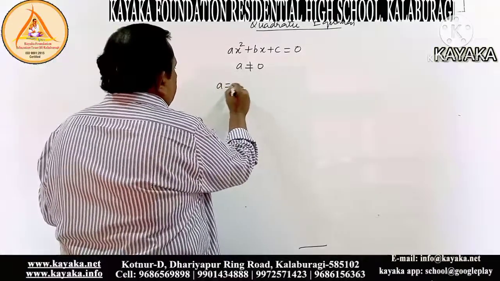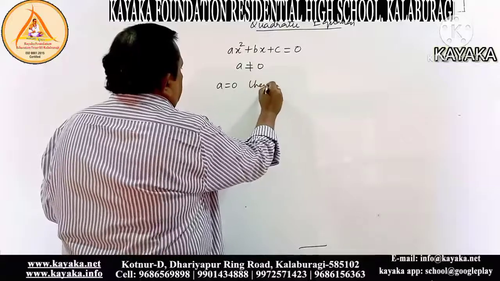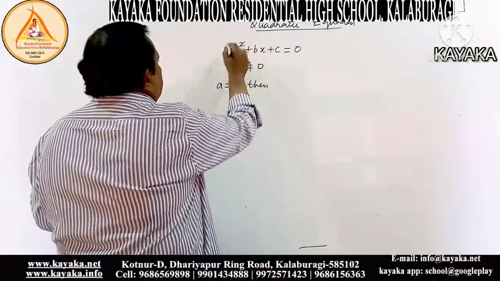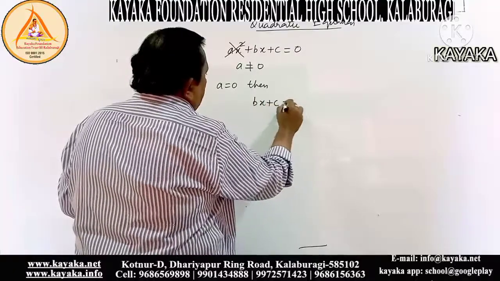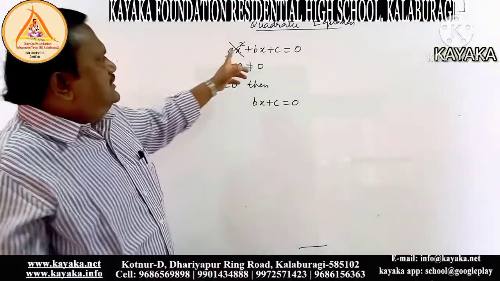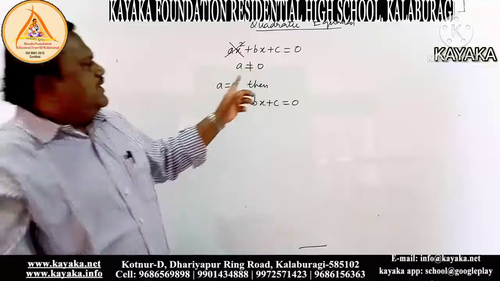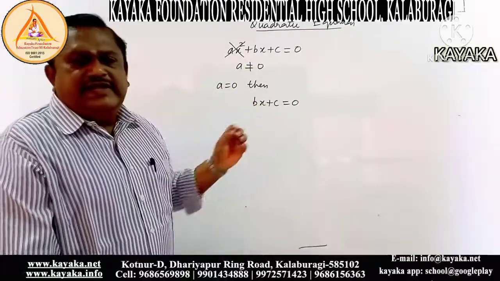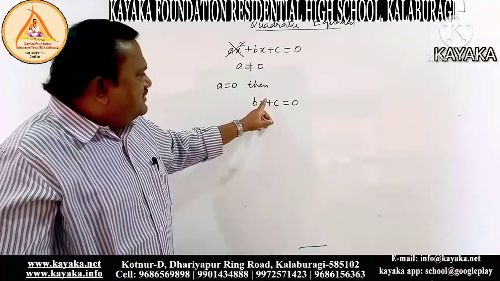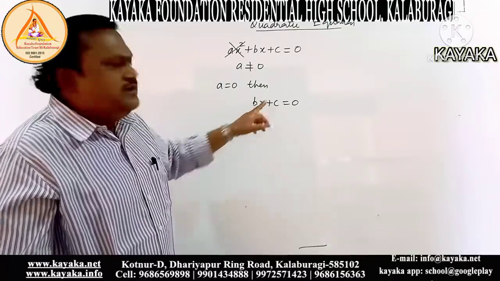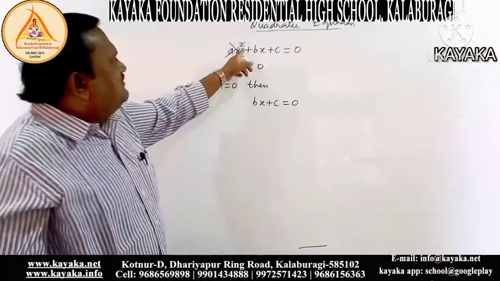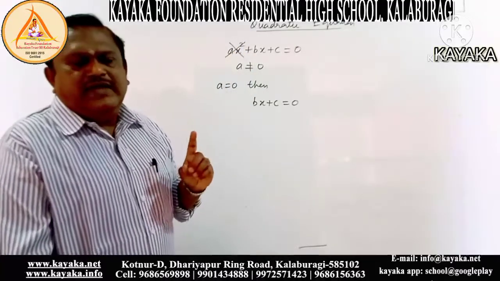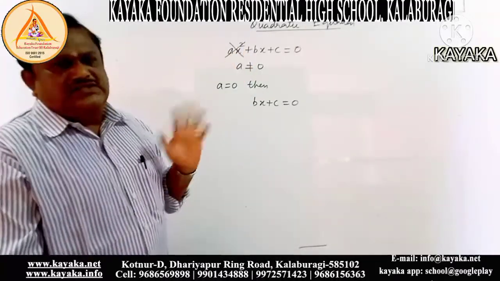Suppose a equal to 0, then the ax squared term will be removed and we will have only bx plus c equal to 0. Therefore, this becomes a linear equation. Linear equation means the power of the variable is 1. Here the highest power of the variable is 2. That's why it's a quadratic equation.